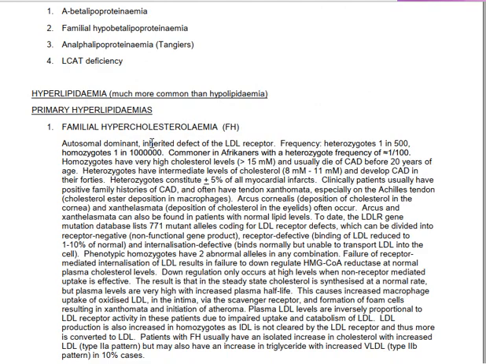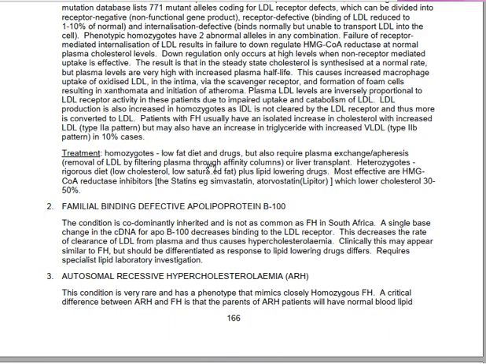Is it clear? So the next one is that the people who are homozygotes should take a low fat diet and drugs that are going to inhibit the HMG-CoA reductase. Is it clear? So examples are the statins. For example, you have simvastatin, you have atorvastatin.